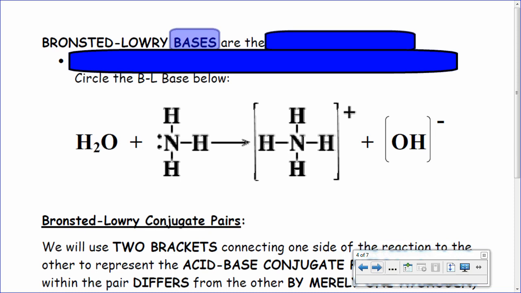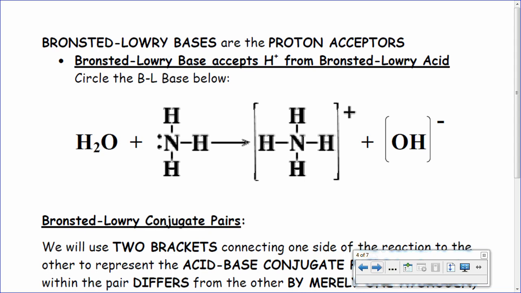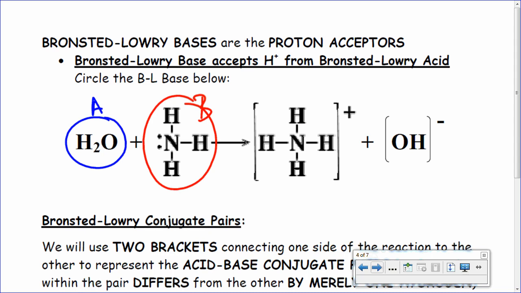Bronsted-Lowry bases are the proton acceptors. A Bronsted-Lowry base accepts H plus from the Bronsted-Lowry acid. So H2O plus NH3 making NH4 plus and OH negative. We're going to circle the Bronsted-Lowry base because it accepted the H plus. Accepting the H plus was this one. That's the base in that case. So we have the Bronsted-Lowry acid, which gave up the H plus, and the base, which took the H plus. And at the end here, we have an OH, so we know that a base was in play.